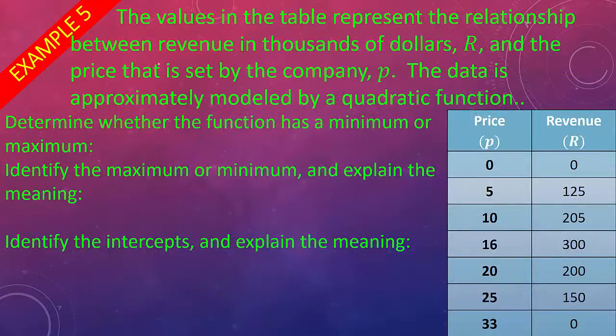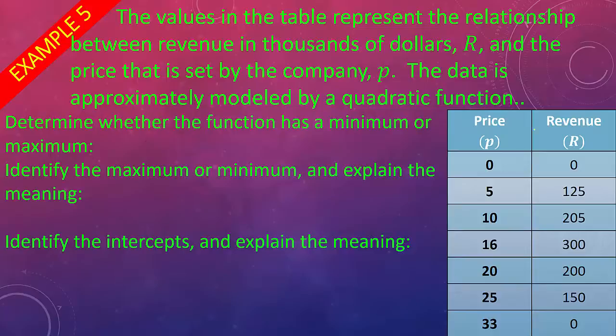Okay, last but not least, the values in this table represent the relationship between revenue in thousands of dollars, R, and the price that is set by the company, P. The data is approximately modeled by a quadratic function, which you're not given. That's fine. We have a table. That's all we need. Does the function have a minimum or a maximum?